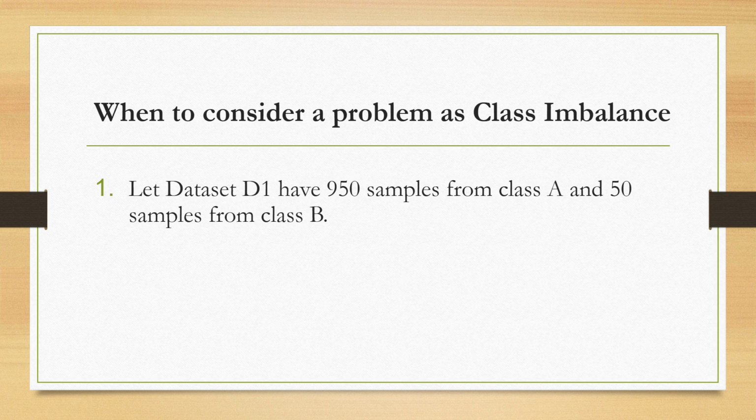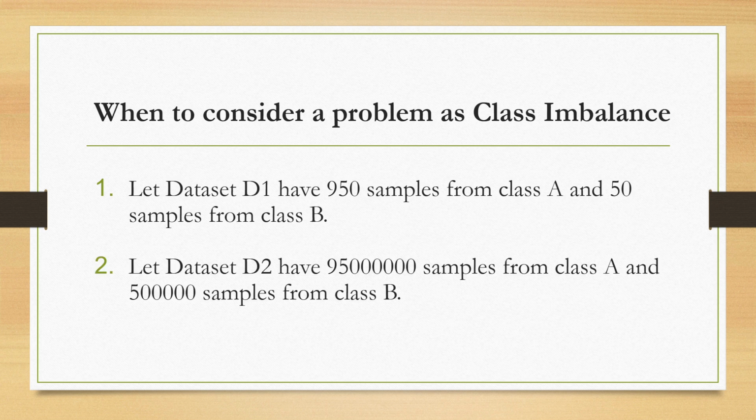Let us take the first one. A dataset D1 has 950 samples from class A and 50 samples from class B. This is definitely a class imbalance problem. We are supposed to handle the class imbalance when we design the model. But let us consider another data set D2. Here it has a huge number of samples for both class A and class B. Is this still a class imbalance problem?